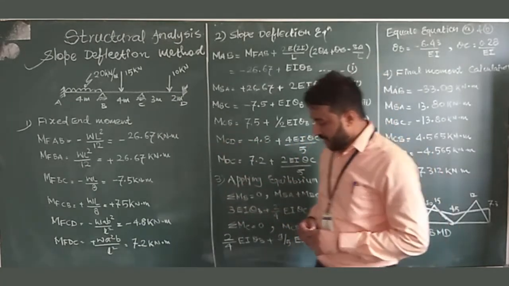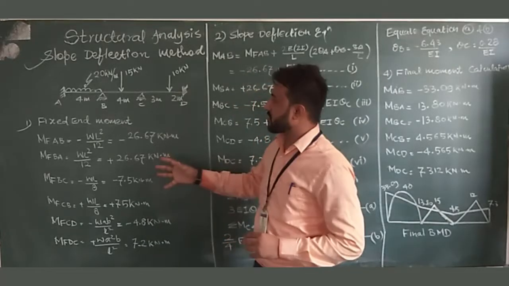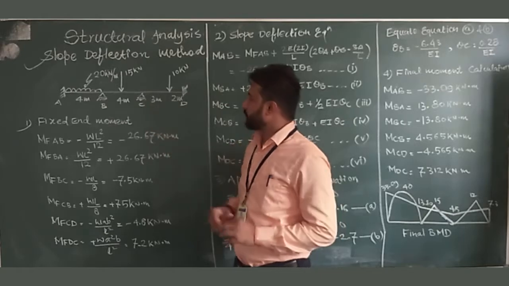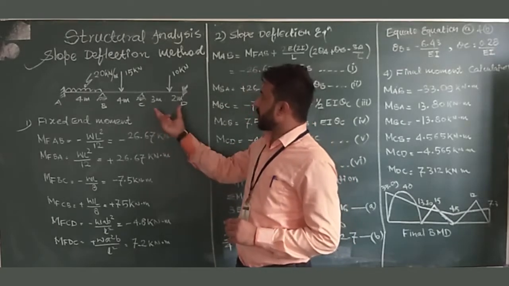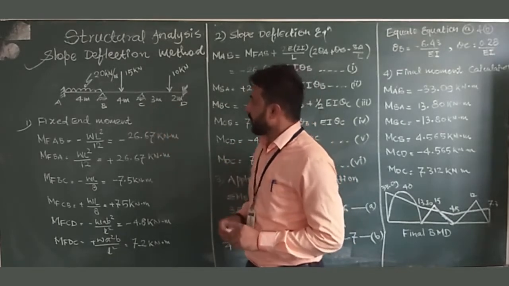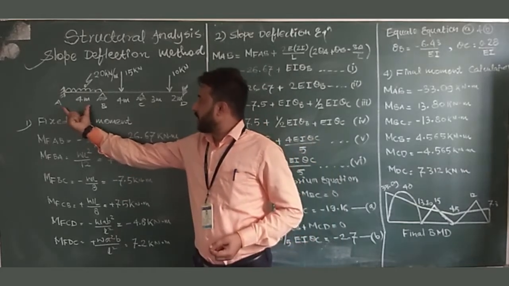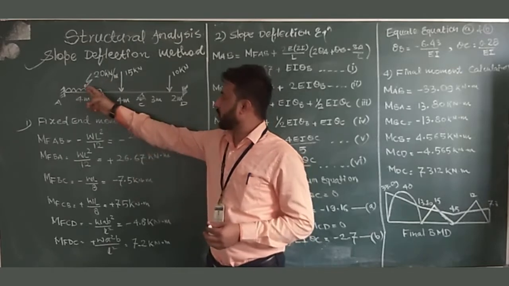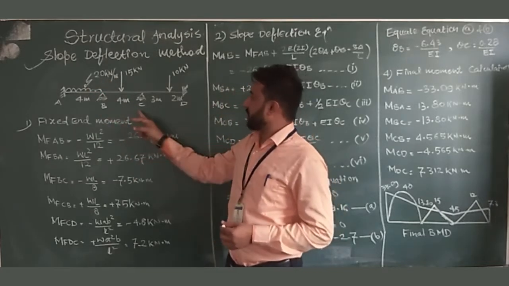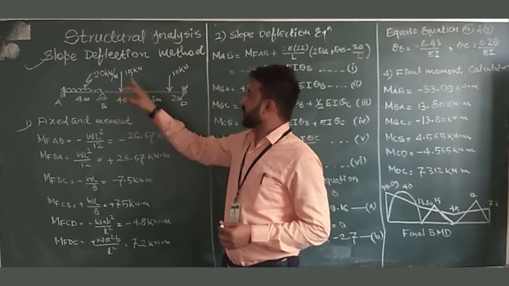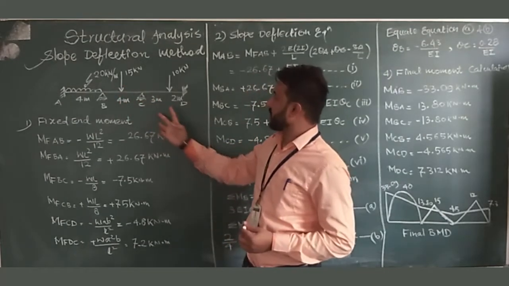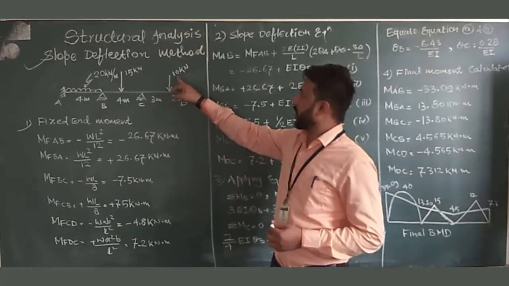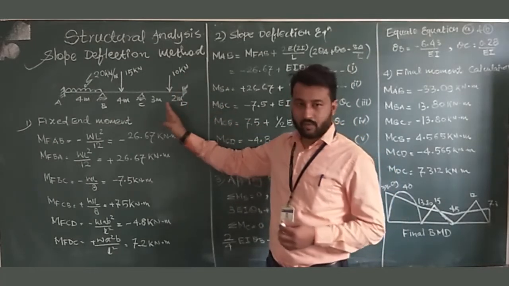This is the fourth one, and in this lecture we will see the analysis of a continuous beam by this SDM, slope deflection method, where span AB is having 4 meter length over which a 20 kN per meter UDL is subjected. BC span is again 4 meter, having a concentrated point load of 15 kN, and CD span is having 5 meter length, which is subjected to a 10 kN eccentric point load, 2 meter from D side and 3 meter from C side.